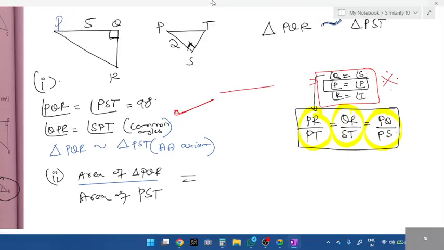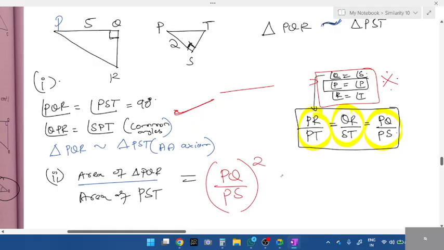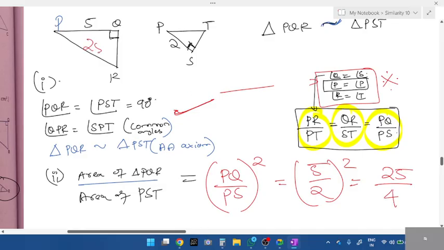Relate area with side. If a side is given, taking any one side is enough. Take whichever side is given. And for area, what do you have to do? What should be the power? You have to square it. Simple. Now, what's the value for PQ? 5, so it is 25 by 4. What is the area of this? 25, the area of PST.